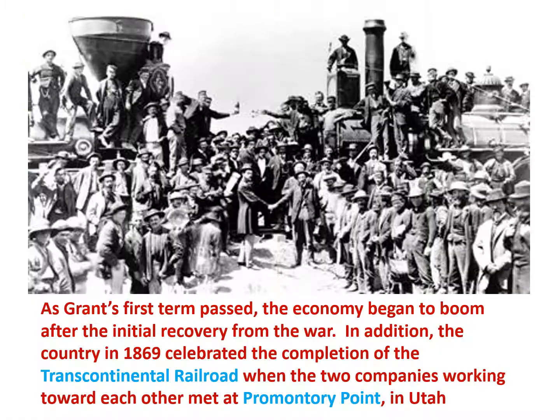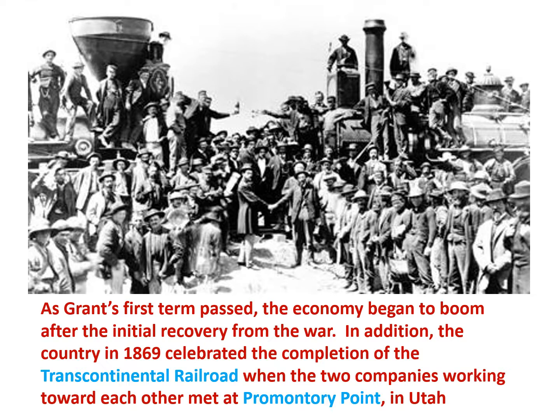As Grant's first term passed, the economy began slowly to boom after the initial recovery from the war, and there was expansion of railroads and the rebuilding of things, and that means there's opportunity for money. But an example of the booming country was the completion in 1869 of the Transcontinental Railroad, where the two companies working toward each other met at Promontory Point in Utah, shown here.